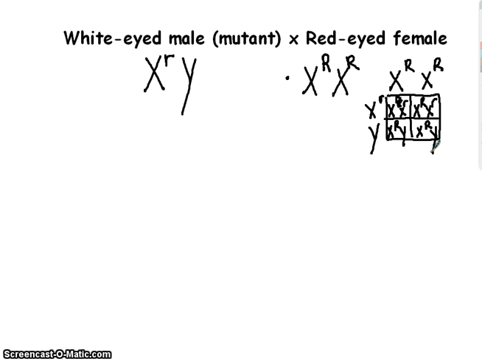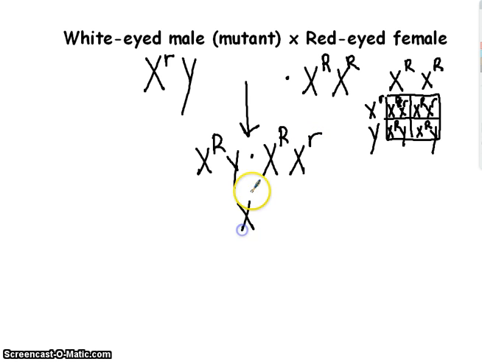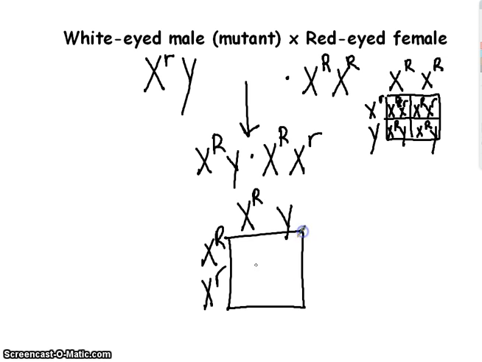Now he crosses two of the F1s with each other. So all of our males came out X big R, Y, and all of our females came out X big R, X little r. So now if we cross these males with these females, look what we get. Our females come out X big R, X big R, X big R, X little r. They all come out with red eyes. But our males, X big R, Y, and actually I have the answer to your question.